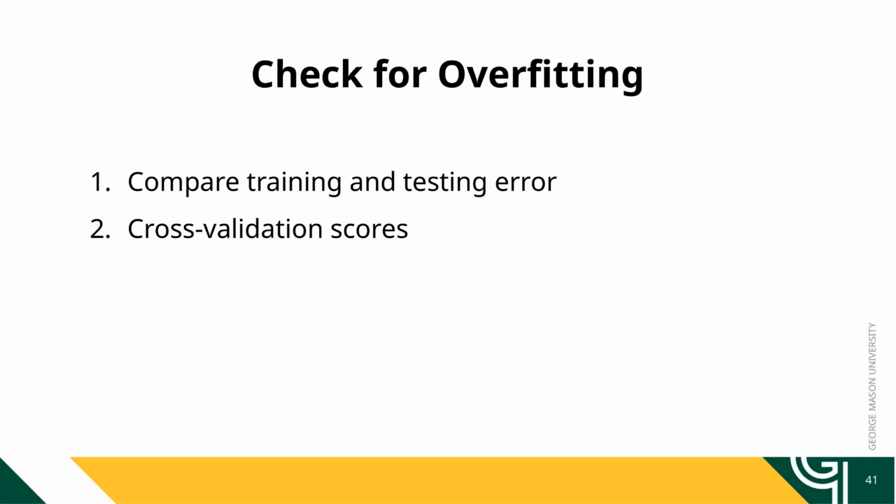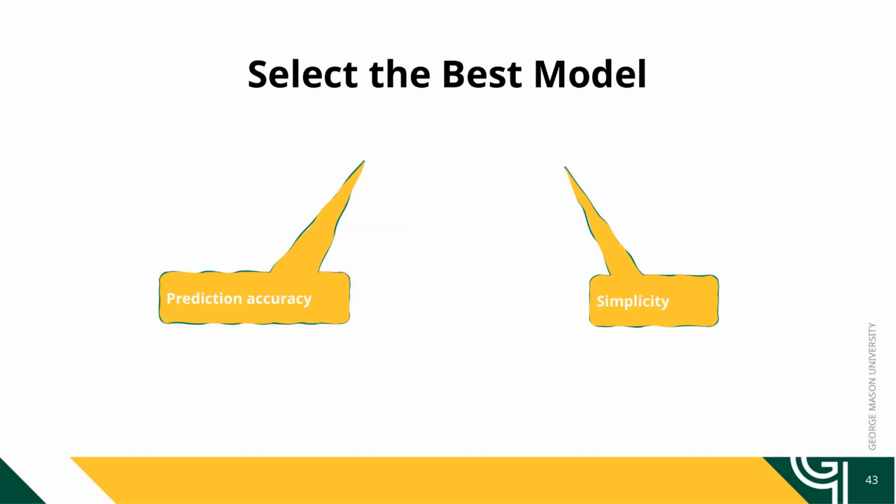Regularly perform cross-validation to ensure the model generalizes well to unseen data. Simplify the model. If the model is too complex, reduce the number of predictors or regularize using ridge or lasso regression. After evaluating different models, select the one that balances prediction accuracy and simplicity. Use performance metrics like AIC or BIC, cross-validation results, and residual analysis to make your final choice.